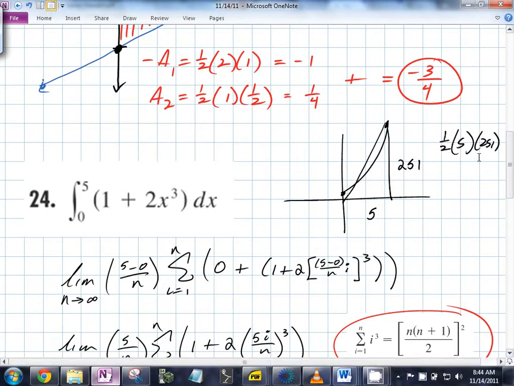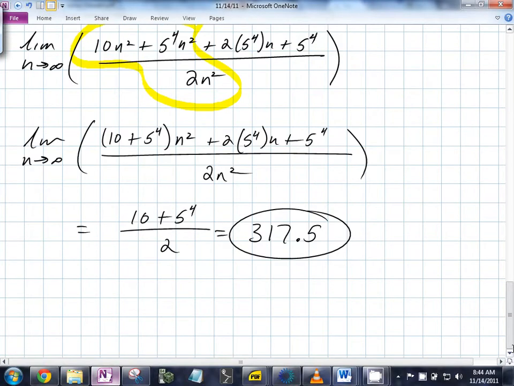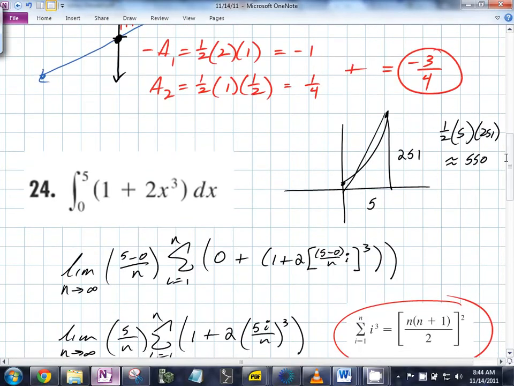550 something, right? So like is it within reason that that's 317? Is that answer within the ballpark of what you think it should be? If it was like 317,000, would it be a problem? A little bit. Yes, but you know, what's the concavity of x cubed? What's the concavity of x cubed for x greater than 0? It's concave up. So it goes like this.